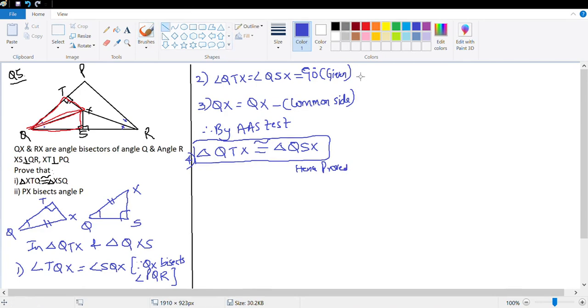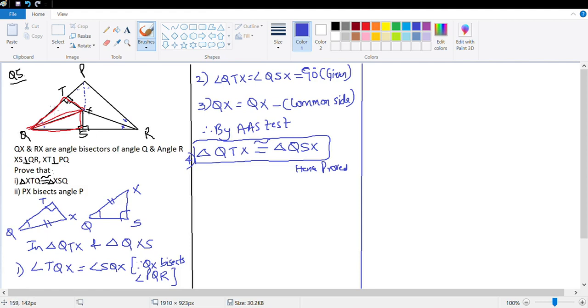Now I need to get to the next part. The next part is PX bisects angle P. Oh, so I have to draw a diagram here. PX bisects angle P. So I need to prove that this angle and this angle are equal. Now, can I see any triangles where this will be part of? Yes, this will be PXQ and PXR. Do I know anything else about them?